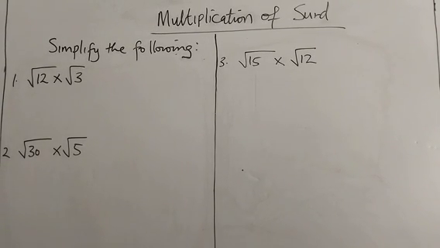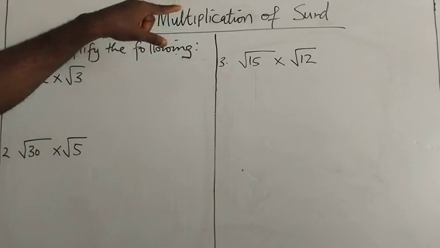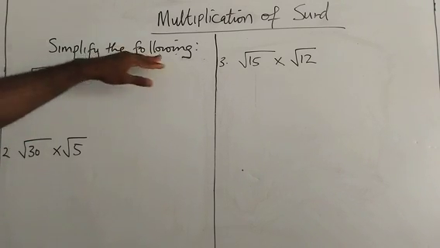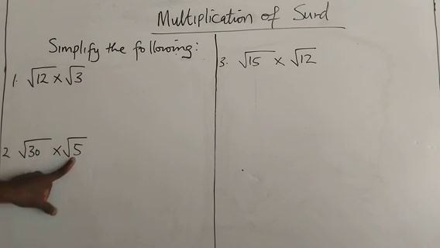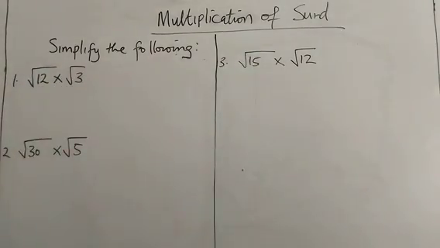Welcome everyone. In this video, I'll be teaching how to multiply surds. Multiplication of surds. I have 3 questions on the board. It says, simplify the following: root 12 times root 3, root 30 times root 5, root 15 times root 12.